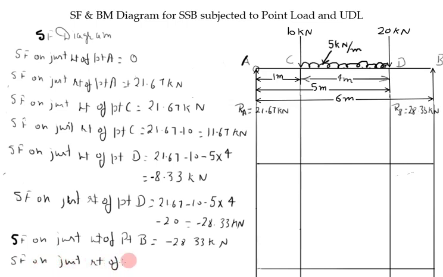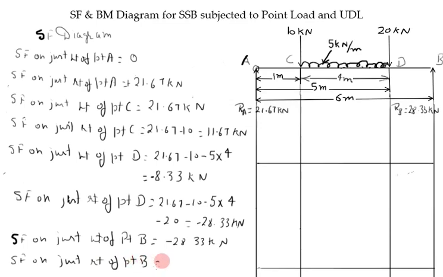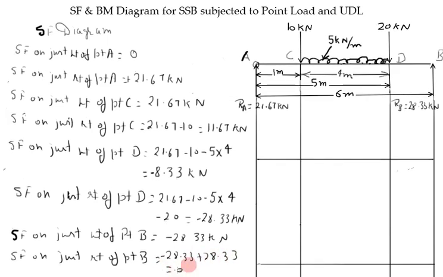Now shear force on just right of point B. Place your finger on just right of point B and sum up all leftward forces. So this becomes minus 28.33 and plus 28.33, so net becomes 0. Now I have to plot all these points on this reference line.